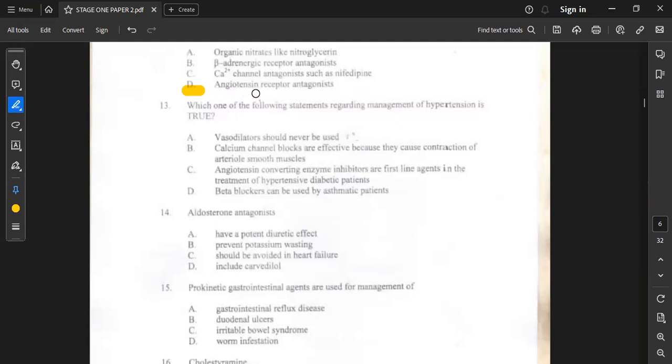Which one of the following statements regarding management of hypertension is true? Vasodilators should never be used. Calcium channel blockers are effective because they cause contraction of arterial smooth muscles. Angiotensin ACE inhibitors are first-line agents in the treatment of hypertensive diabetic patients. And beta blockers can be used by asthmatic patients. I'd go for C. Yes, correct. C, yeah. Go with Hiral too.